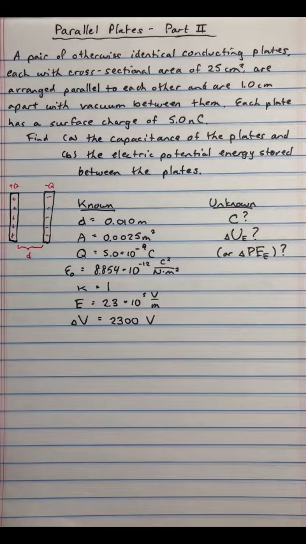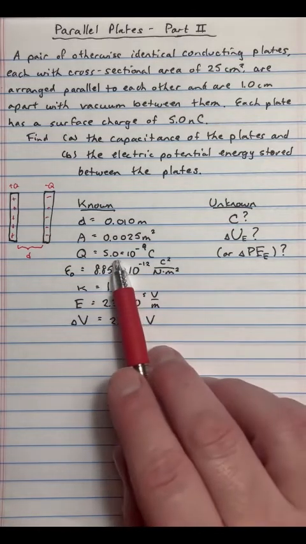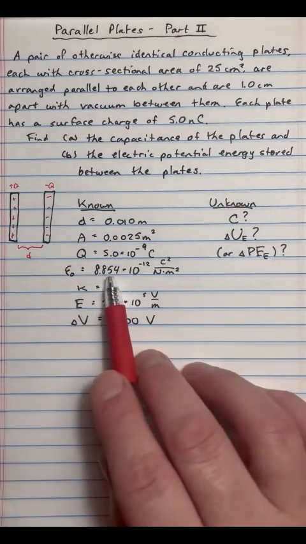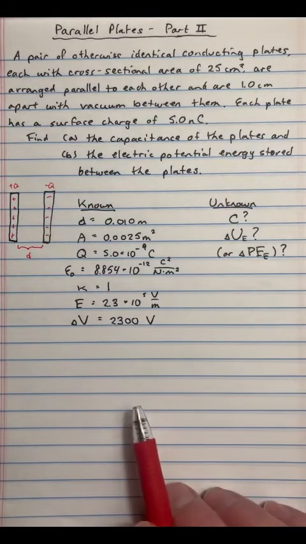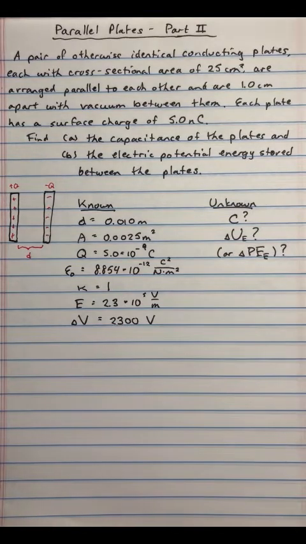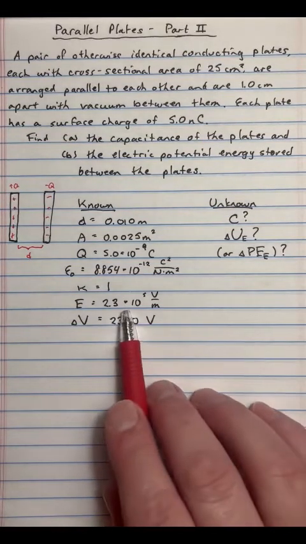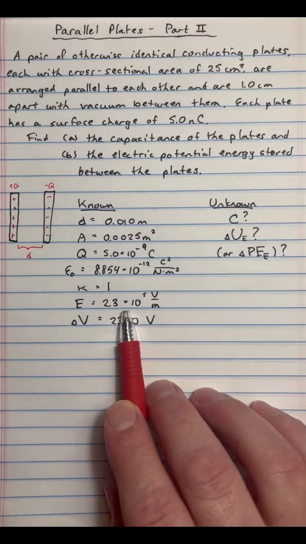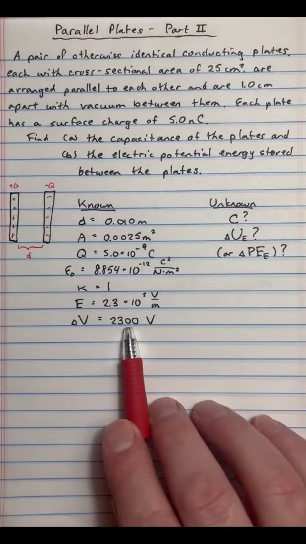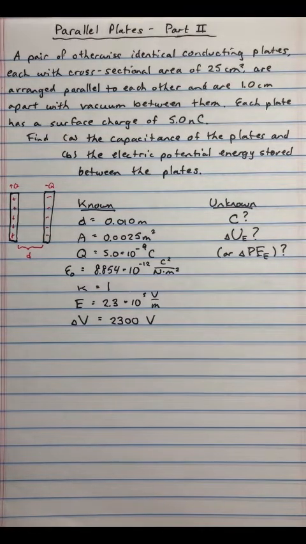Some other facts that we'll need. The total amount of charges on each plate is 5 times 10 to the minus 9th coulombs, or if you prefer, 5 nanocoulombs. The permittivity of free space is this number here. We are using vacuum, so the dielectric constant is 1. And in a previous video, we determined that the electric field strength between the plates is this value, 2.3 times 10 to the 5th volts per meter, and the potential difference between the plates is 2300 volts. Notice I have rounded off the numbers to 2 digits, but of course we can be a little more cautious in our calculations when we do that.